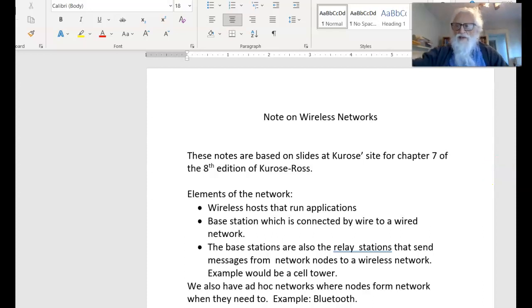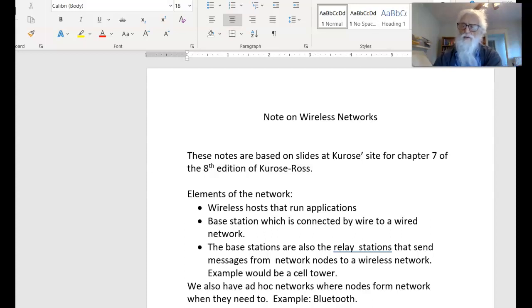Hello. In the time we have left in the semester, I'd like to talk about three things: wireless networks, and then mobile networks, which are not necessarily wireless, wireless networks are not necessarily mobile, and if time permits, security. Now, the notes I'm about to show are based on slides at the Kurose site for Chapter 7 of the 8th edition of the Kurose-Ross book, which is the one I believe you have.